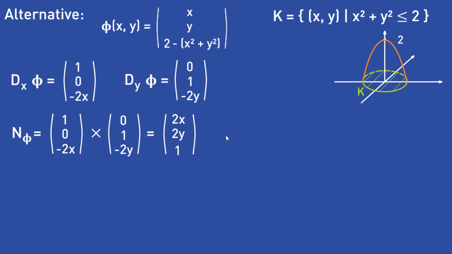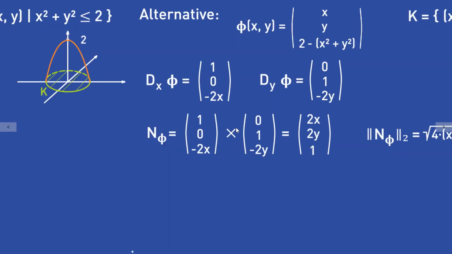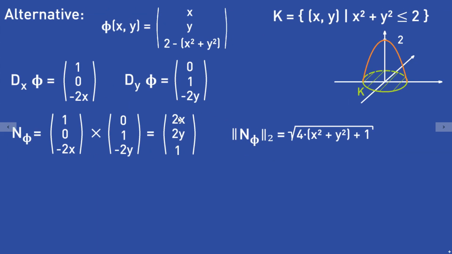Now you need the norm of this vector here. So the norm of this vector is the square root of the first entry squared plus the second entry squared plus the third entry squared. So in the end, you get this here: the square root of 4 times x squared plus y squared plus 1. So this here is the norm of the normal vector.